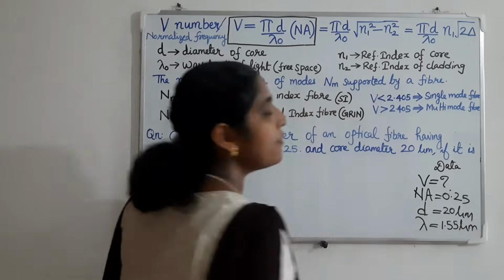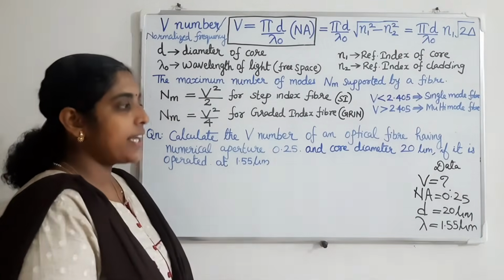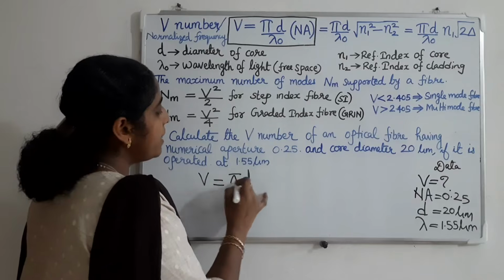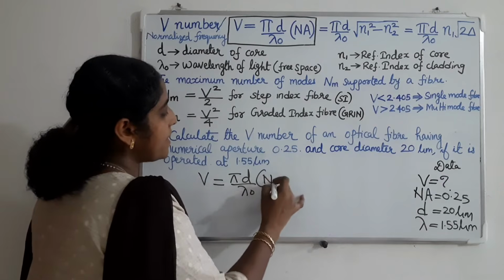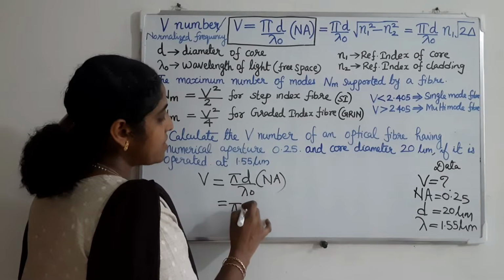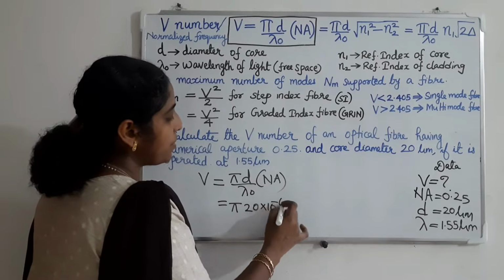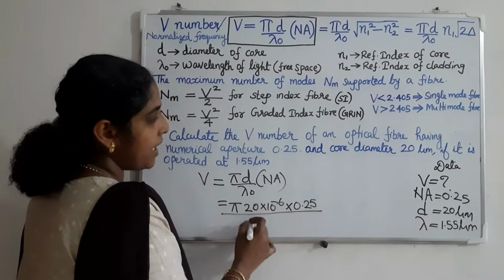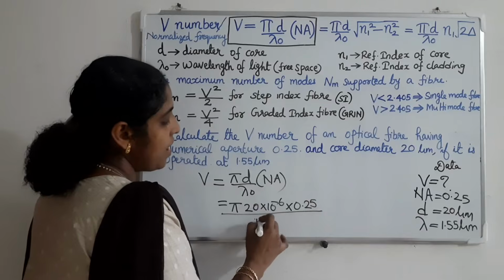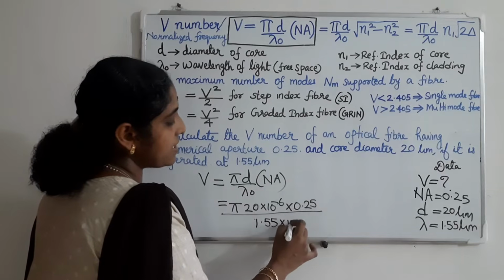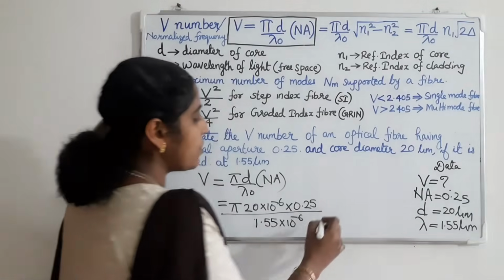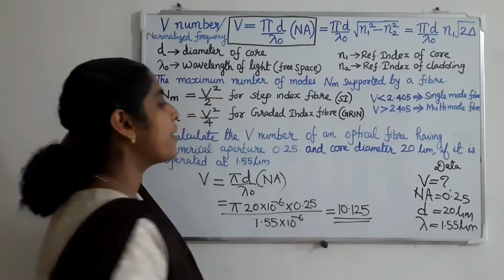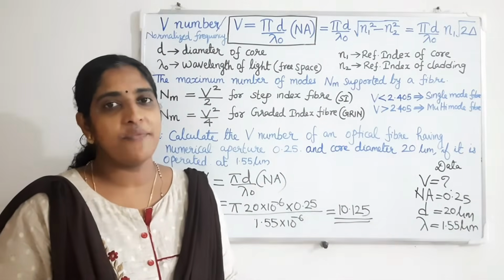Here we can directly use the expression for the V number, that is V is equal to pi d by lambda 0 into numerical aperture. Pi into d is 20 micrometer, that is 20 into 10 raised to minus 6, into numerical aperture is 0.25, divided by lambda 0, that is the wavelength of light is 1.55 micrometer, that is 1.55 into 10 raised to minus 6 meter. So on calculating, we will get it as 10.125. So the V number corresponding to this question is 10.125.